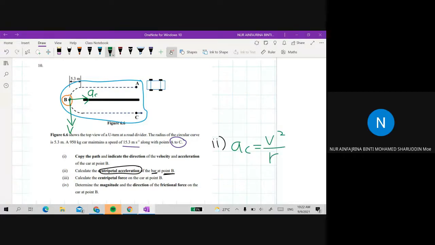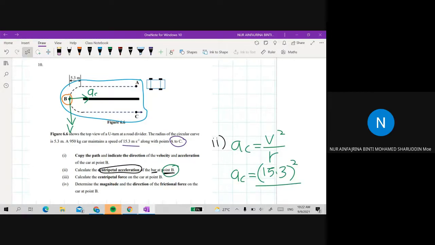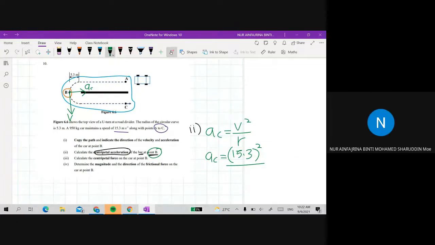Okay, now do you know the linear speed? Awak tahu tak speed dia berapa? Ya, the speed. Berapa speed dia? 15.3. 15.3 squared. Okay, what about the radius? Ini semua kat point B tau. 5.3. Okay, then tekan calculator awak akan dapat berapa? 44 meter per second squared.